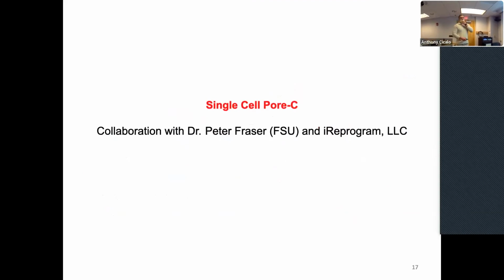Okay, so I'm now going to transition to single cell 4C. Just keep in mind that everything that I talked about before comes from population 4C, and it comes from human cell lines. Everything I'm going to talk about now is single cell, and it comes all from mouse cell lines.